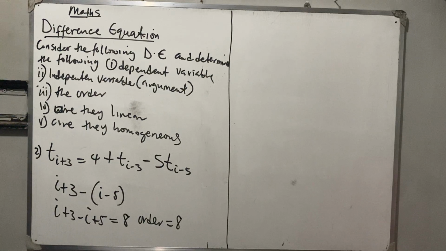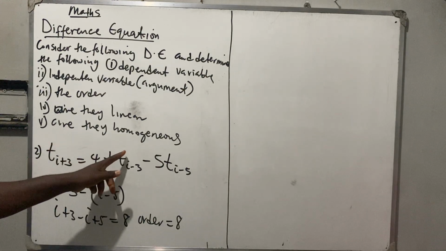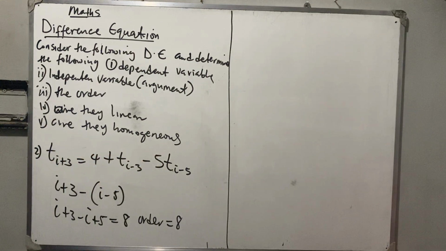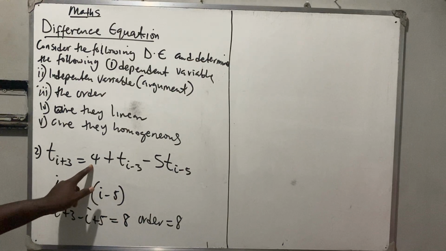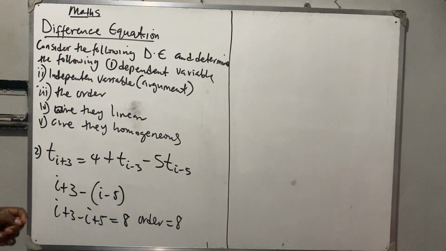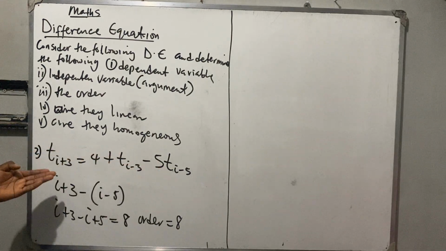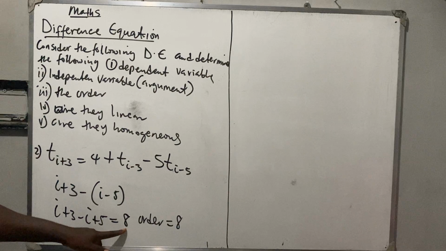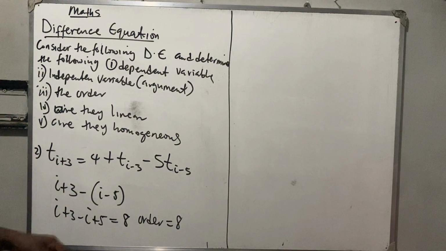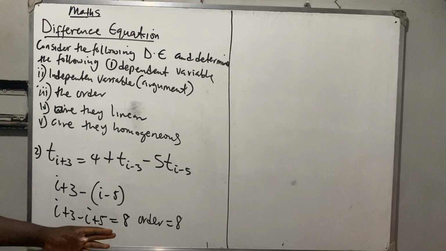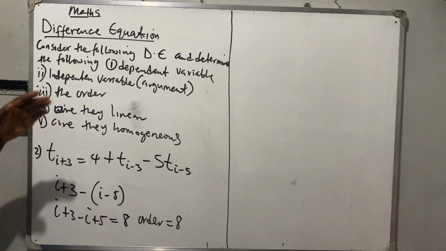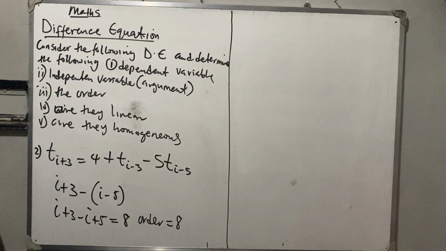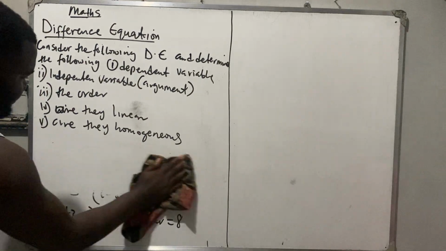Now, the next one is, is it linear? Yes, of course it's linear. Why? Because the highest power of the dependent variable is 1. Is it homogeneous? No, it is not homogeneous. Why? Because 4 here does not have t attached to it. So it is non-homogeneous. So in this case, I'll say that this equation is an 8th order non-homogeneous linear difference equation. Write it down. Okay? So we'll go to question number 3.